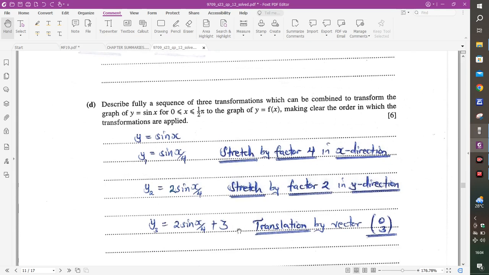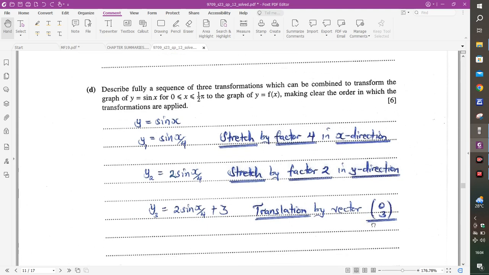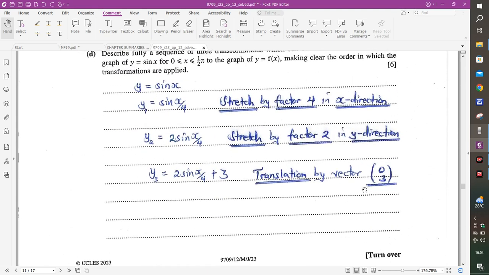Okay, so this is a translation by vector (0, 3). So we put 0 here because there is nothing which was added on x. They didn't say that maybe x may be plus 3 or plus 2 or minus anything. So there is nothing that was done on the x coordinates. So we have translation by vector (0, 3). And that is it for this question.